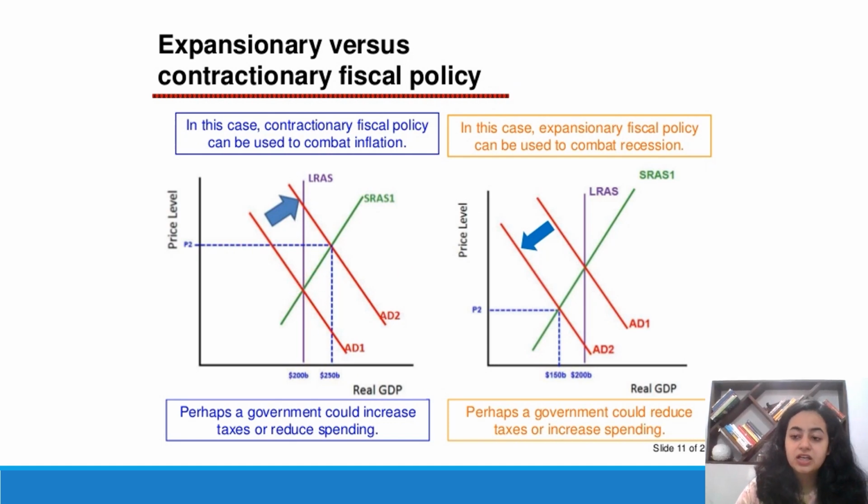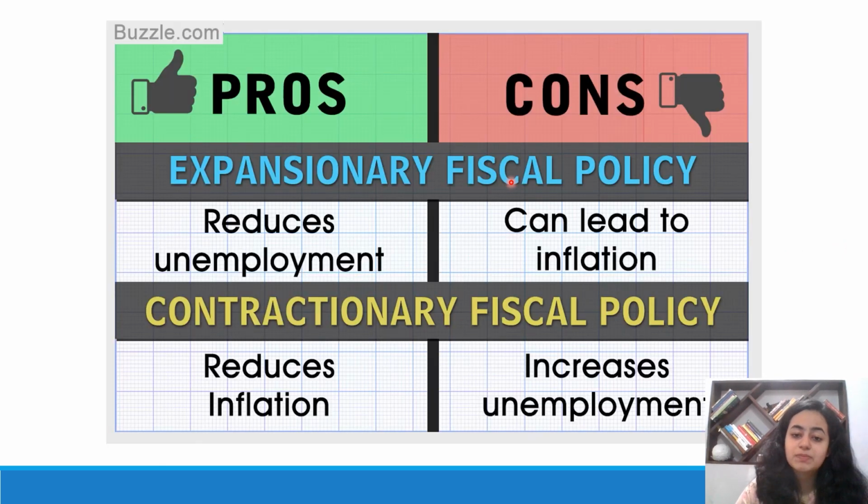Now let us discuss the pros and cons of an expansionary fiscal policy. As we have just seen, when we use an expansionary fiscal policy, it helps to reduce the unemployment level in the economy. But at the same time, it can lead to inflation. Contractionary fiscal policy definitely helps bring down inflation, but it can also increase unemployment. So we have to see what the main goal of the economy is at that particular time, whether we need to tackle unemployment or inflation, which is our main target, and thus we will choose our policy.